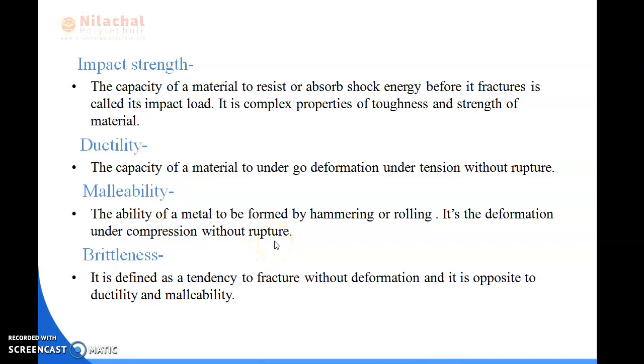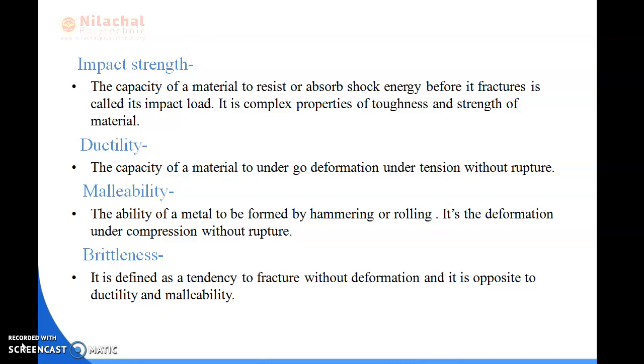Next one is brittleness. We know what brittleness is. It is defined as a tendency to fracture without deformation, and it is the opposite of ductility and malleability. A material is brittle if, when subjected to stress, it breaks with little elastic deformation and without significant plastic deformation. Brittle materials absorb relatively little energy prior to fracture, even those of high strength. Breaking is often accompanied by a snapping sound.